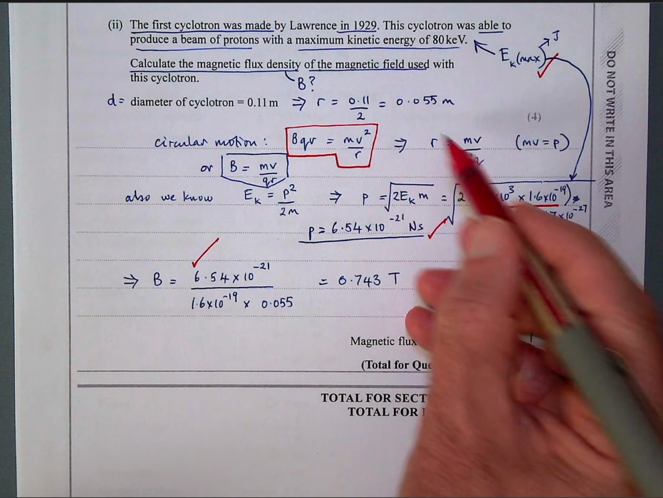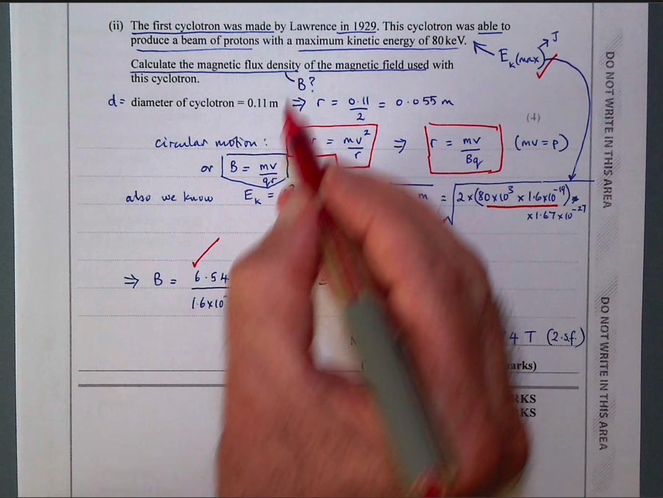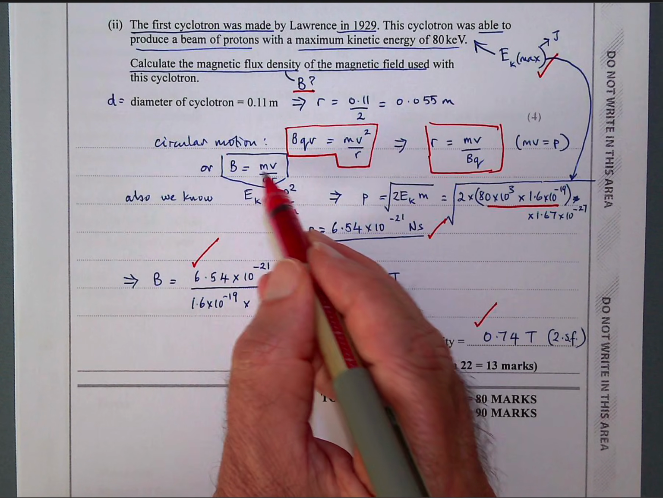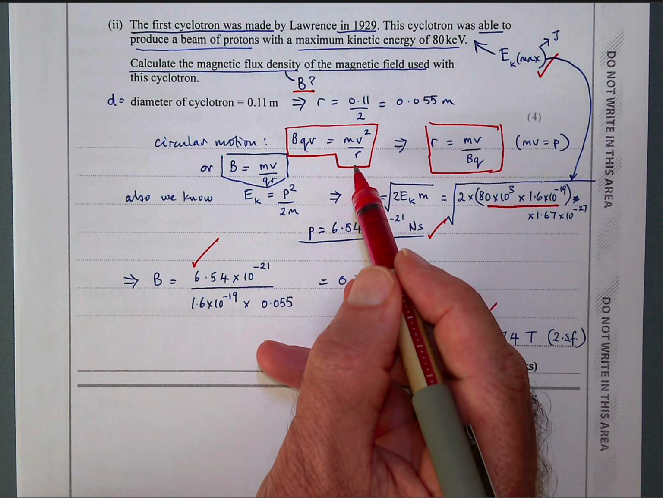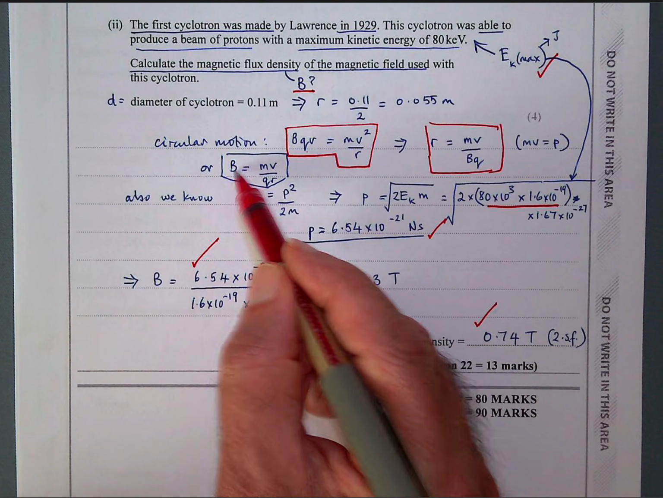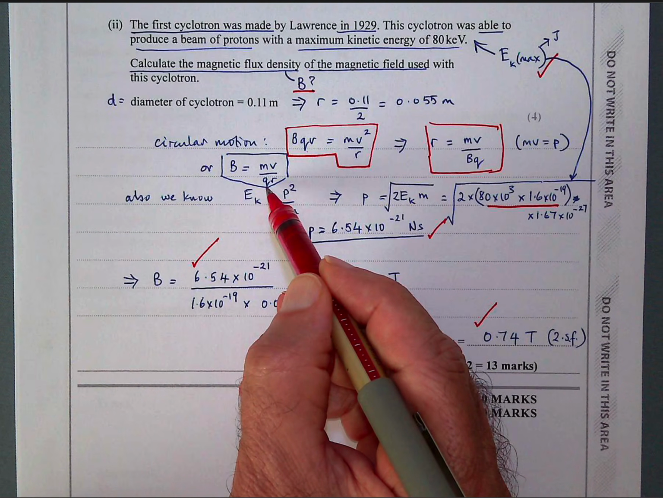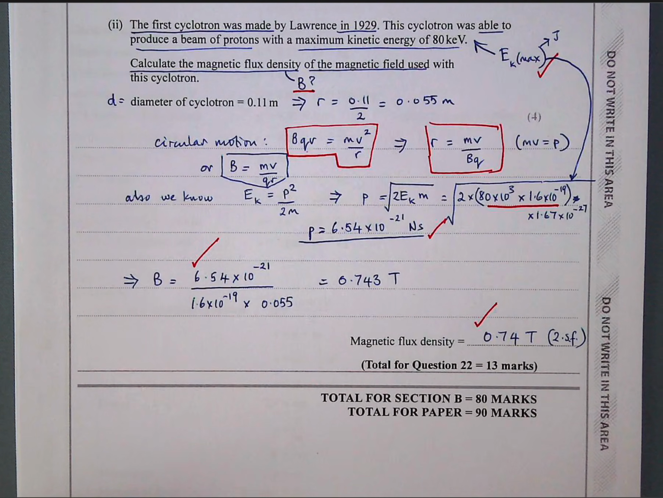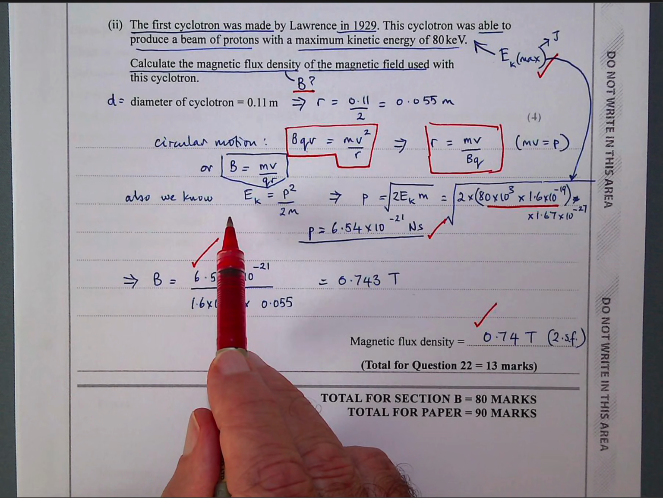So it allows you to have the equation we used before, where we made r the subject, but this time we want to calculate B, so you should use B as the subject of the equation. It's a very common question to equate BQV with the circular motion mv squared over r. In this case, B is the momentum of the protons divided by the charge, divided by the radius of the cyclotron.